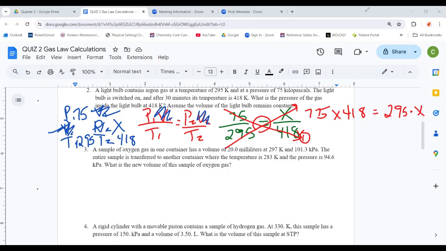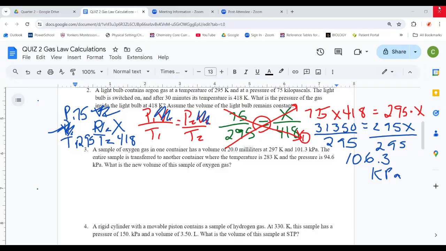So let me just do the math really quickly in the background. Okay, so very quickly, let me show you the steps. I had 75 times 418. I did that first. That got me a very big number, 31,350. This is still equal to 295 times x. So now, in order to get x by itself, I wanted to get the 295 to move away from it. Since this is being multiplied, I divided both sides by 295, and I got 106.3 kPa.